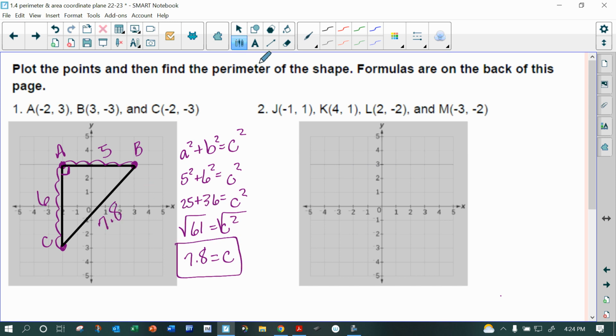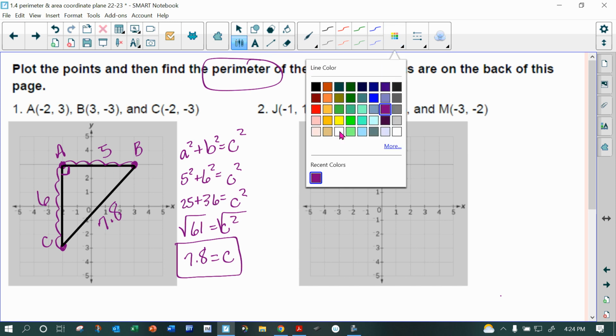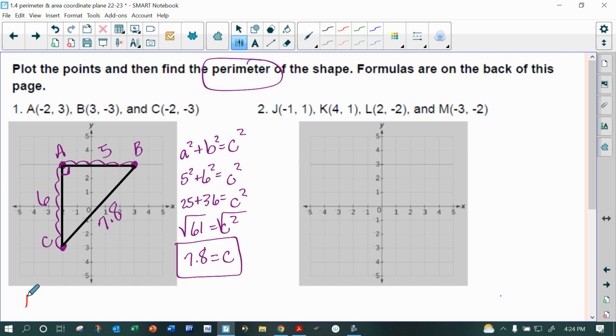Now, to find the perimeter, you're just going to add it all together. So we're going to find the perimeter. The perimeter is 5 plus 6 plus 7.8. So 5 plus 6 is 11. 11 plus 7.8 is 18.8. And there is your final answer.